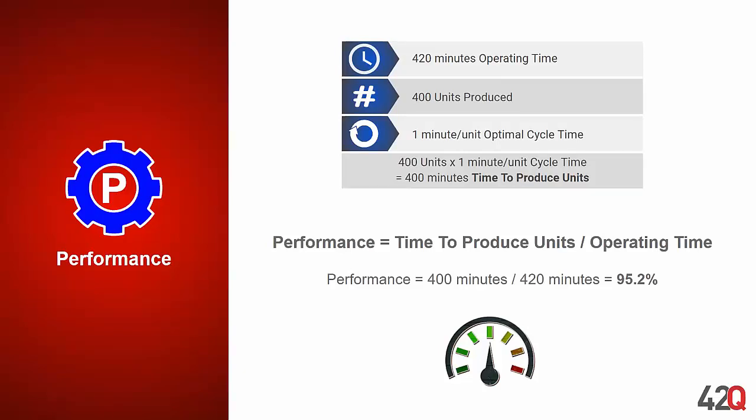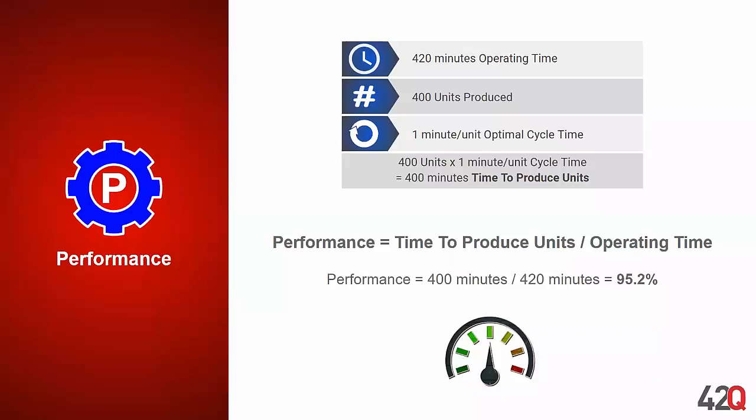So to get our performance number, we're going to take our time to produce units and we're going to divide that by our operating time. So in this example, we would have that 400 minutes for our time to produce units, divide that by our 420 minutes of operating time, and that's going to give us a 95.2% performance rating. So again, pretty good number here. But again, performance takes into account how many units you're getting produced. It does not take into account how many of those are actually good units. So we could have a 95.2% performance rate, but of those, 75 could be scrapped.